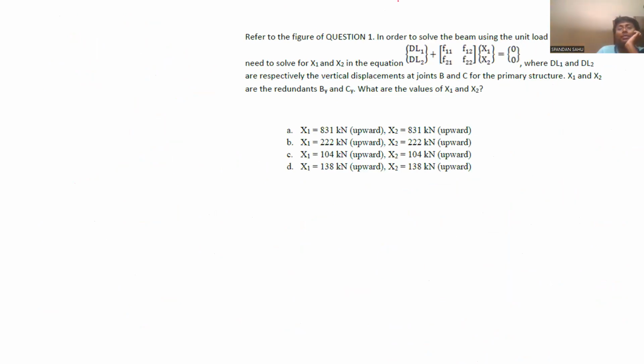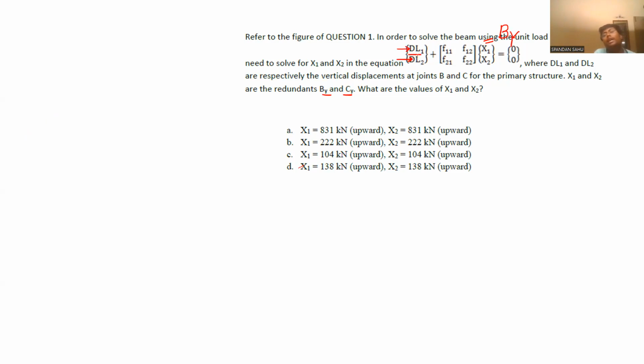Now they are telling us to determine the redundant reactions. X1 was nothing but By, X2 was nothing but Cy. So you have to determine By and Cy. Now, how to determine By and Cy? It is the same thing. See, these are the equations coming from compatibility.